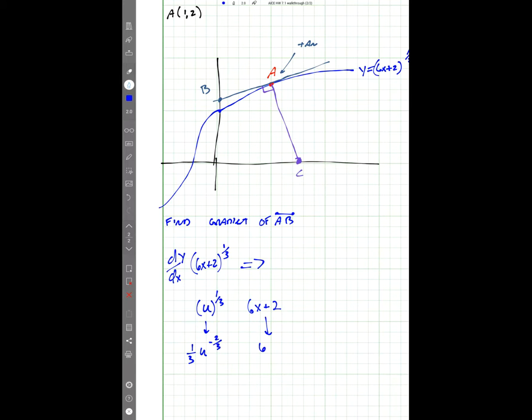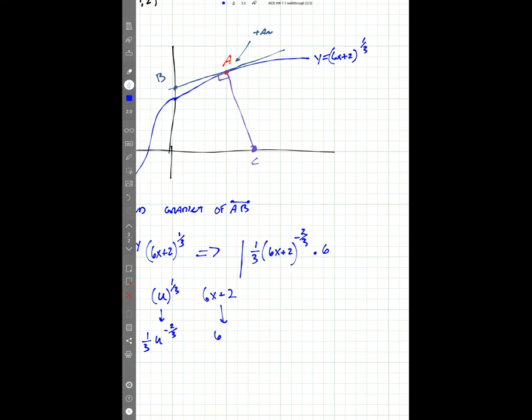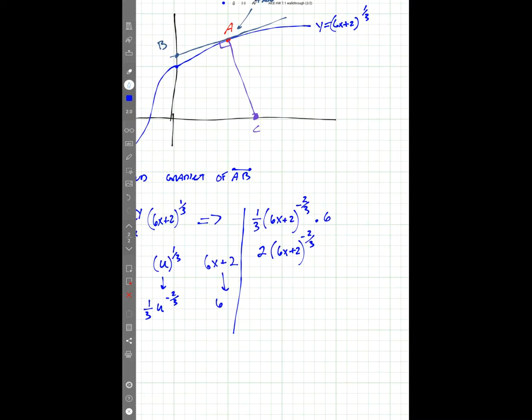So our derivative is going to look something like this: 1/3 (6x + 2) to the negative 2/3 times 6. So there we go. That's our derivative function. And now we need to evaluate it at A, so at x equals 1.